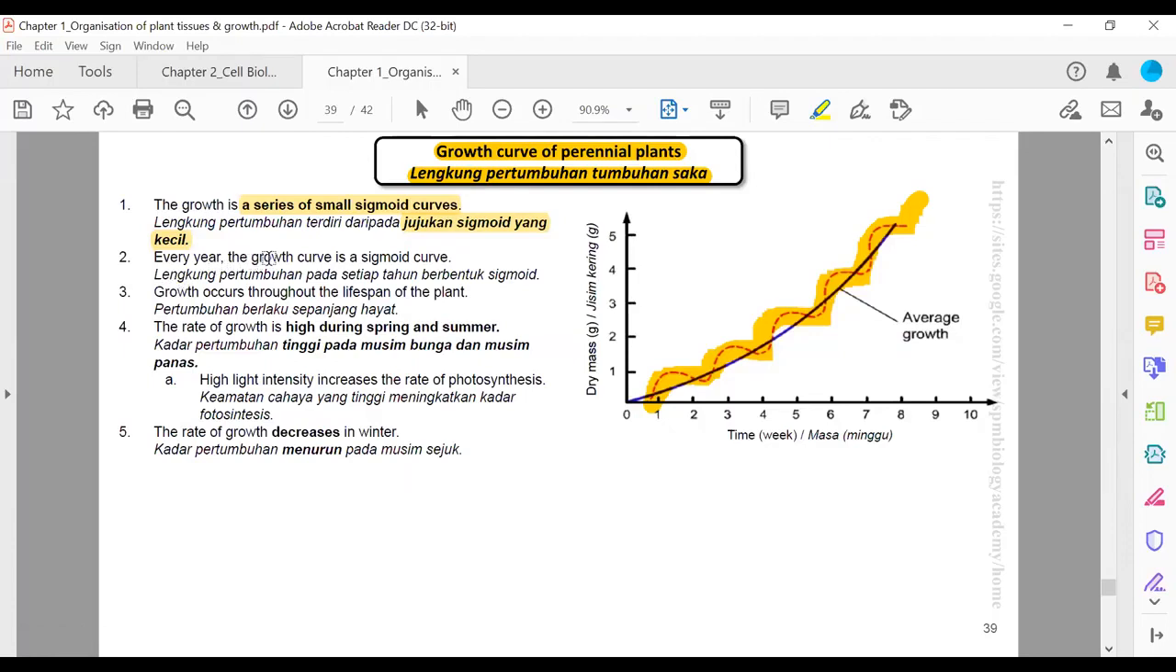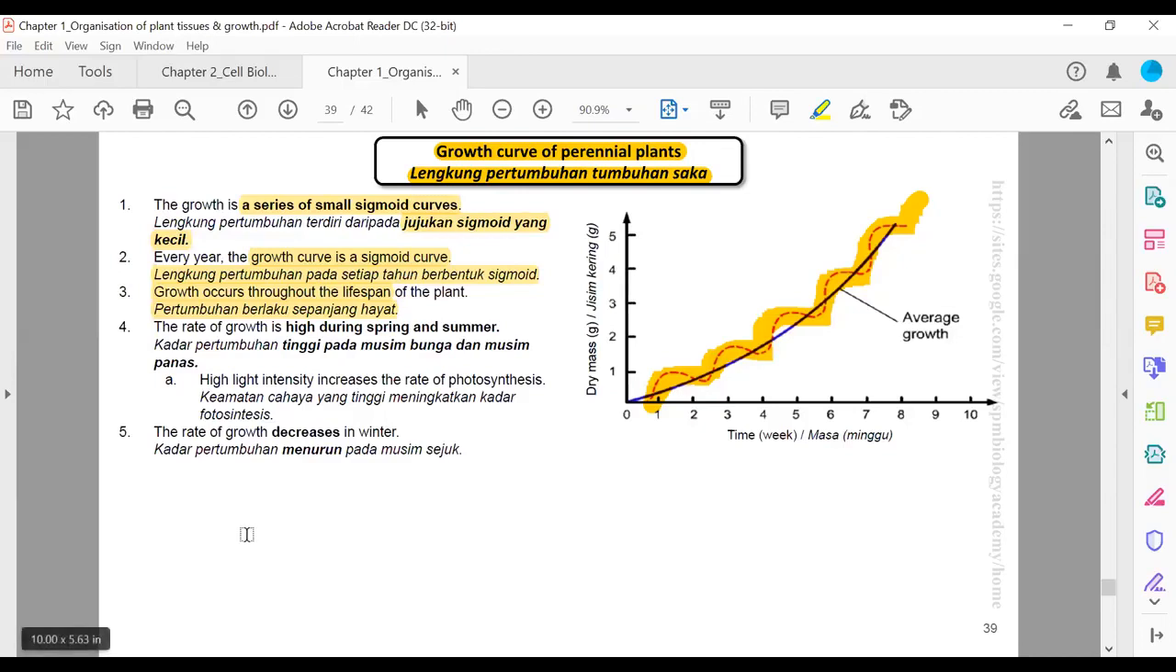Every year, the growth curve is a sigmoid curve. So lengkung pertumbuhan pada setiap tahun berbentuk sigmoid. Growth occurs throughout the lifespan of the plant. Pertumbuhan berlaku sepanjang hayat. So they keep on growing and growing. That means they show unlimited growth. For annual plants, tumbuhan semusim, it is limited growth, only for 1 year, 1 season. For biennial, also limited growth for 2 years only. But for perennial plants, tumbuhan saka, the growth occurs continuously.